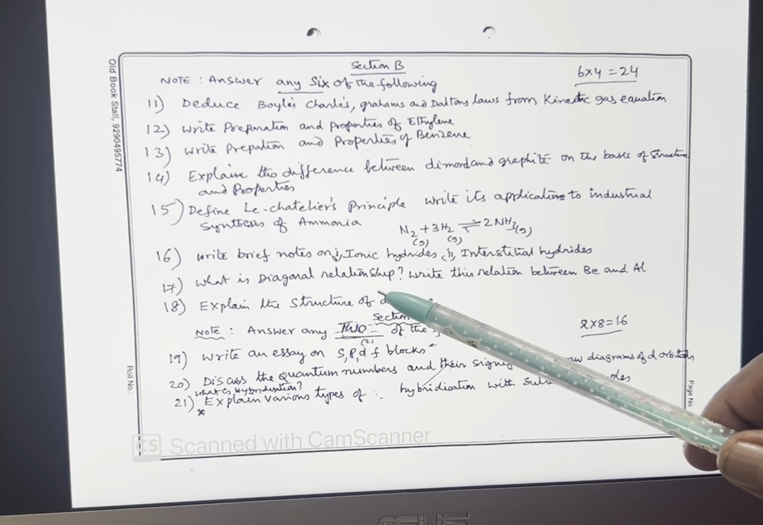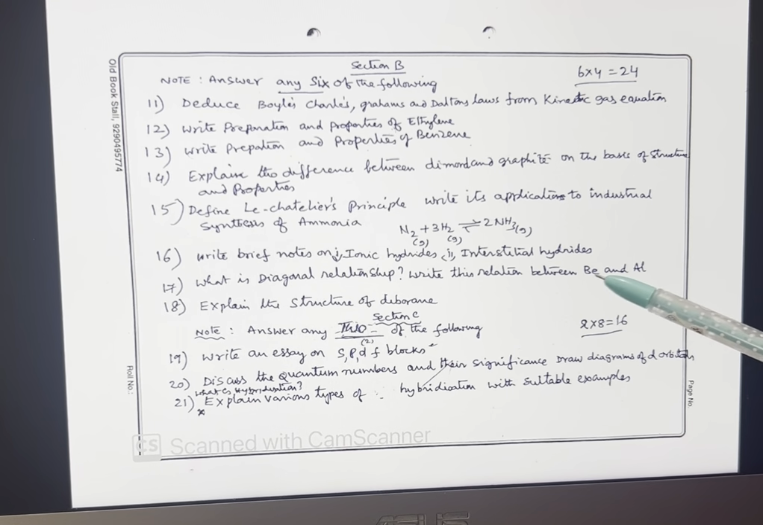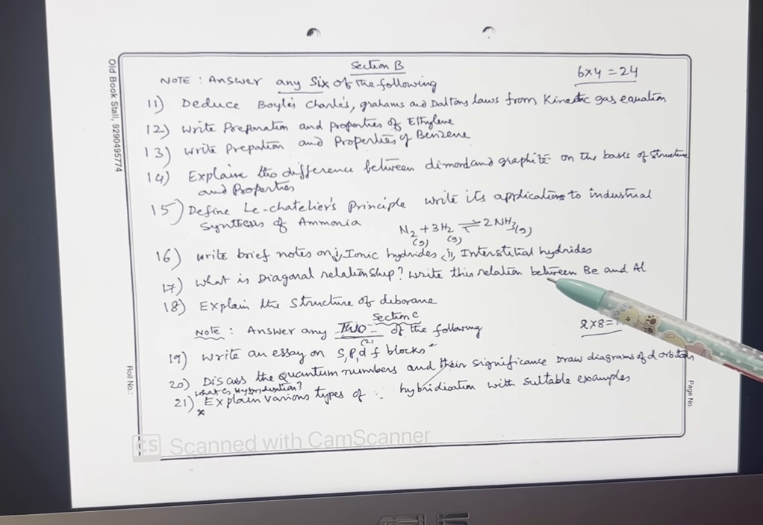What is a diagonal relationship? Write this relation between beryllium and aluminum, how they are similar in properties. Beryllium is in one group and aluminum is in another group. They are diagonally situated in the periodic table. How are their properties similar? So, you have to write what a diagonal relationship is, and some properties which are similar between beryllium and aluminum. Both are important, so you have to write like that.